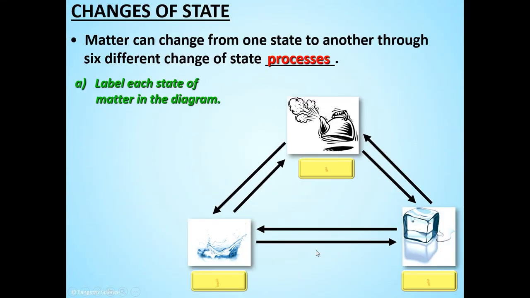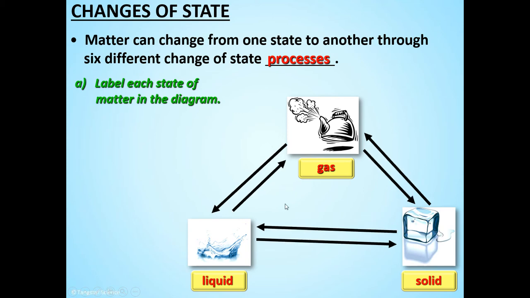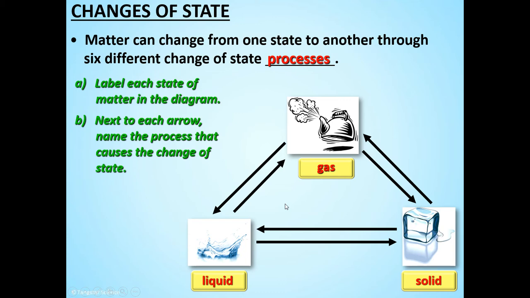So let's talk about the changes of state of matter. Matter can change from one state to another through six different processes. And this diagram here with the three states and the arrows is going to explain those six processes to you. So for an object to go from a solid to a liquid, that process is going to be called melting.